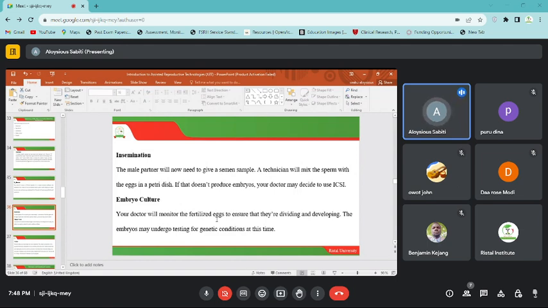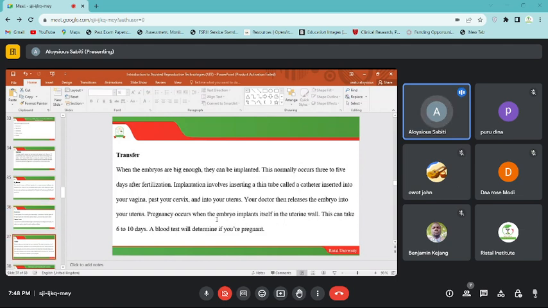And then the second last is the embryo culture. And here, your doctor will monitor the fertilized eggs to ensure that they are dividing and developing. So the embryos may undergo testing for genetic conditions at this time. And we said that you will be able to understand this if the cell division occurs.